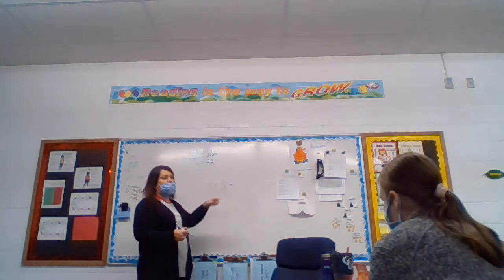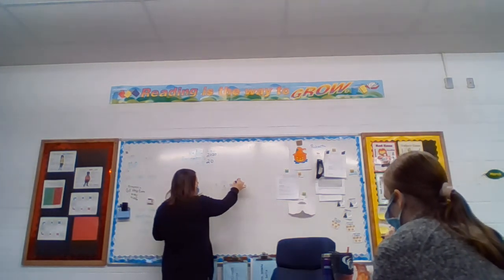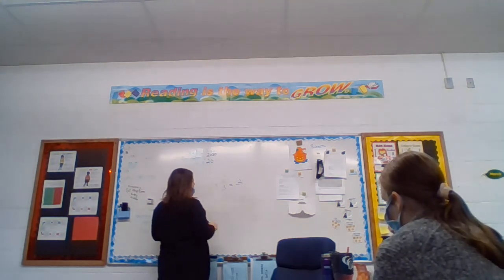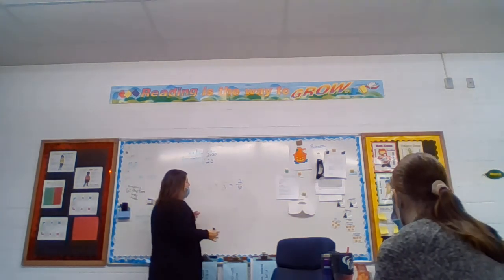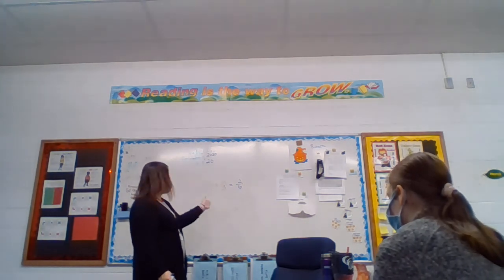I just multiply across. Is that what we said? Yeah. So 1 times 2 is 2. And 2 times 3 is 6. So for multiplying fractions, it's pretty simple. You just, like you said, multiply straight across.